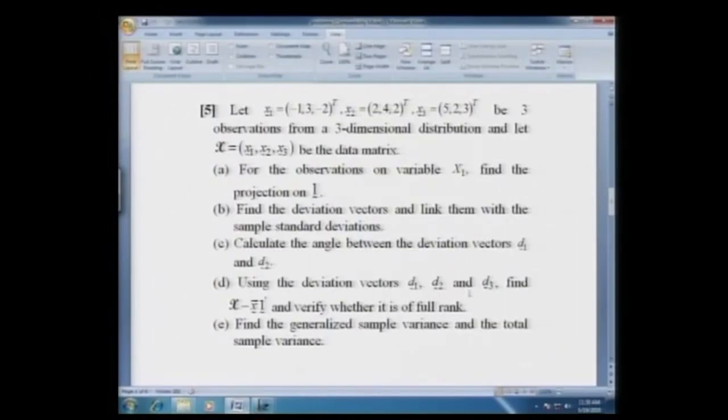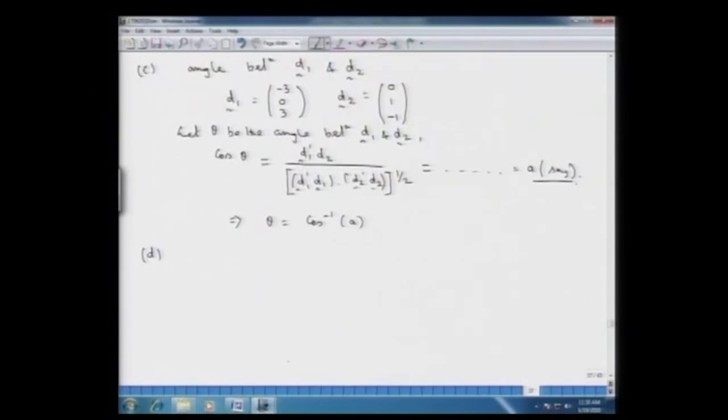So, using the deviation vectors, we are trying to find out this. This basically is the deviation from respective observations. So, script X minus x bar 1 transpose, and we would also like to check whether it is of full rank. The reason why we are trying to check it is full rank would be obvious. We have already computed D1, D2 and D3 similarly. So, we are trying to find out this X minus x bar 1 transpose.